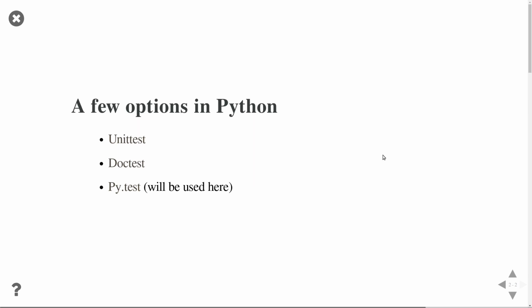So which options do we have in Python? There are different ones. There's unittest, there's doctest. Unittest is actually part of the standard Python package. And there's py.test. I will show you py.test because that's the one I'm used to, and I think it's the most powerful one, maybe. So how to use it?